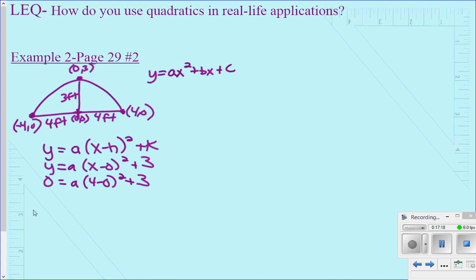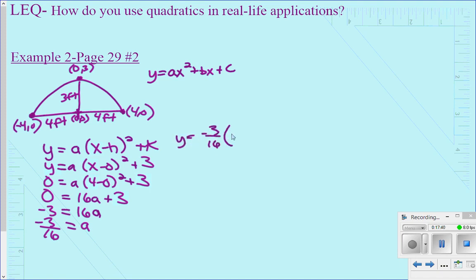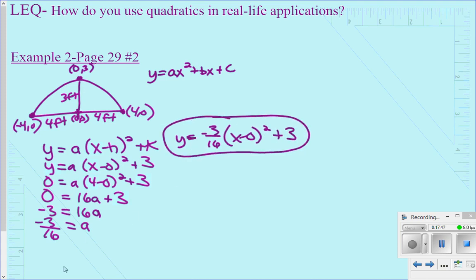And I'm going to solve for a. And again, we did this earlier in the unit, so it's just a review. 4 minus 0 is 4, squared is 16. So I have 16a plus 3. I'm solving for a, so subtracting 3, I get 16a, and then a is equal to negative 3/16. So my equation is y equals negative 3/16 times the quantity x minus 0, squared, plus 3. And that's my equation.